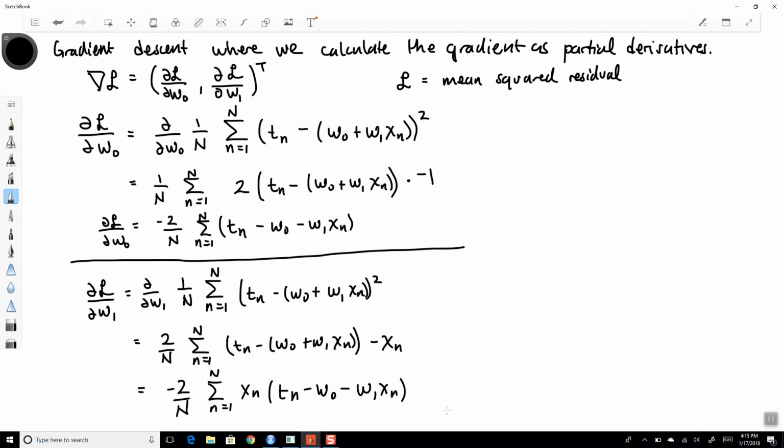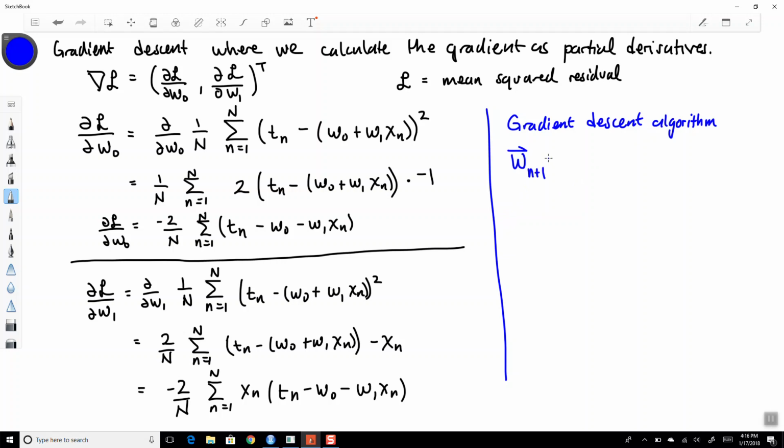Okay. Is this okay? All right, and then so the gradient descent algorithm will be that W at time n plus 1 is going to be your current estimates minus just a small step in the direction opposite of the gradient, right? So we're just taking this.